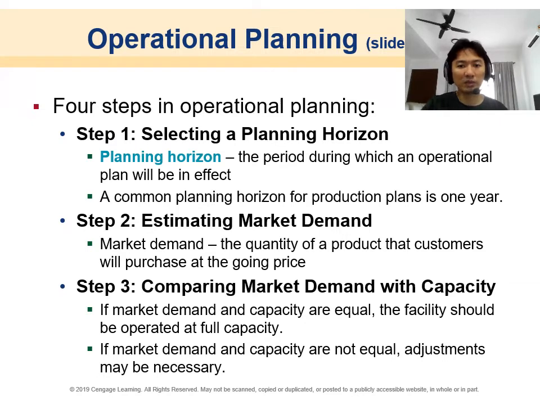Okay guys, now we discuss operational planning. The objective of operational planning is to decide on the amount of product or service each facility will produce during a given specific period of time. So we require 4 steps. The first step is actually selecting a planning horizon.